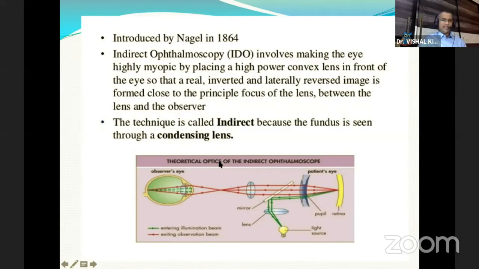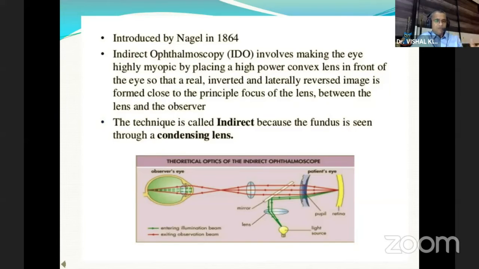The whole idea of indirect ophthalmoscopy was to make your eye highly myopic by using a high power convex lens in front of the patient's eye, so that a real, inverted and laterally reversed image is formed close to the principal focus of the lens, which lies somewhere between the lens and the observer. Since in this technique we see the fundus indirectly through a condensing lens, it was called indirect ophthalmoscopy. So this is the basic concept of how you do indirect ophthalmoscopy.